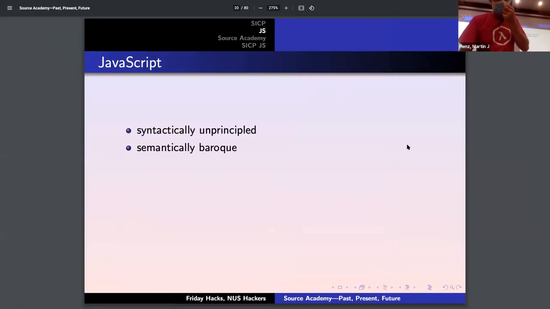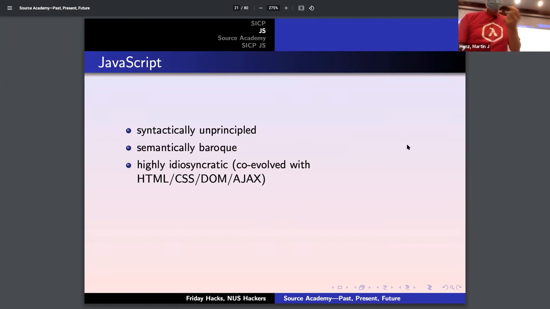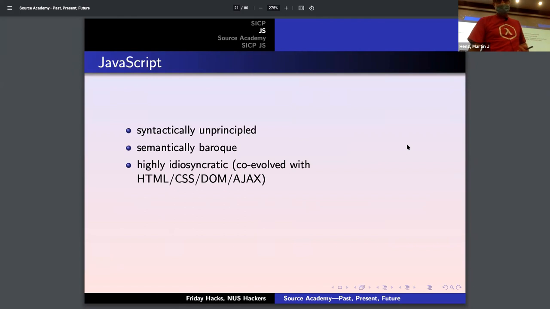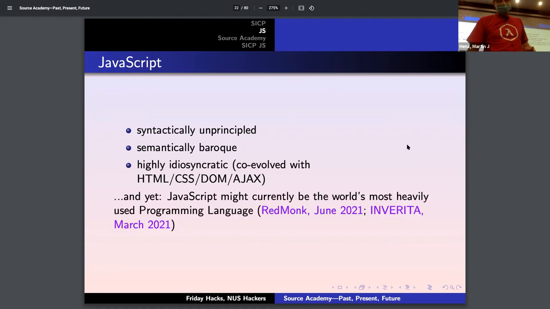So that's why JavaScript is syntactically unprincipled, semantically baroque, and it's highly idiosyncratic, because it co-evolved along with all the web standards, HTML, CSS, DOM, AJAX, and it had to accommodate all of those standards in order to survive. And yet JavaScript became one of the most widely used languages that we have today. So if you look at the statistics on GitHub, on Stack Overflow, JavaScript is actually the most popular language, depending on the measure that you take.